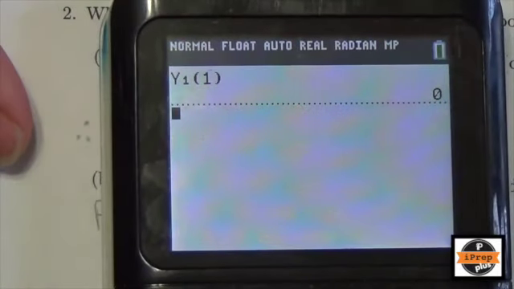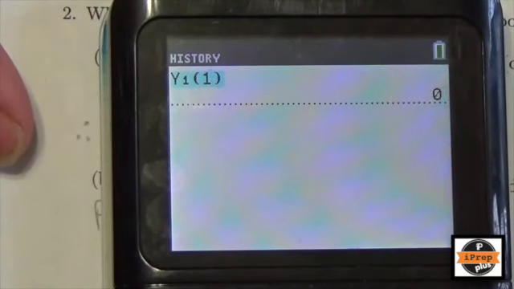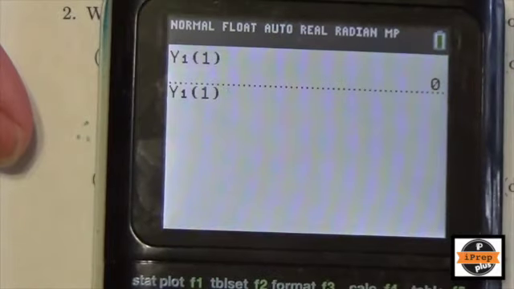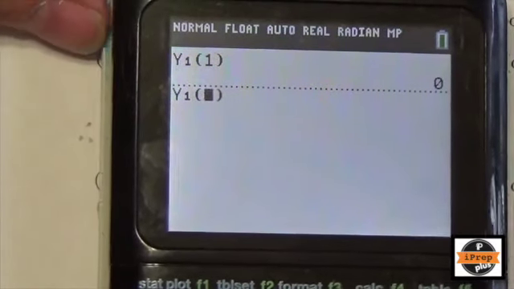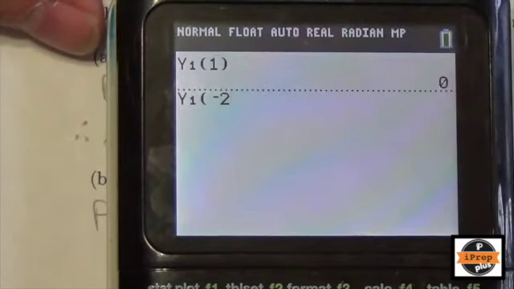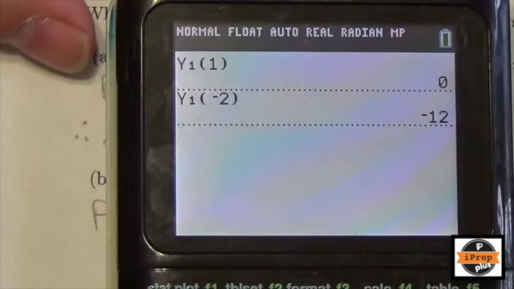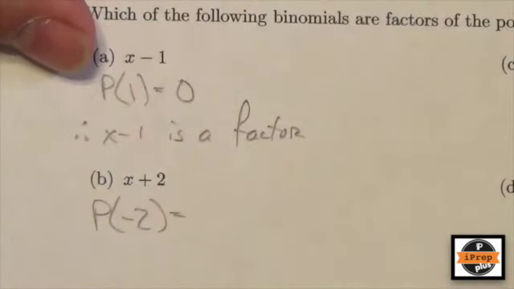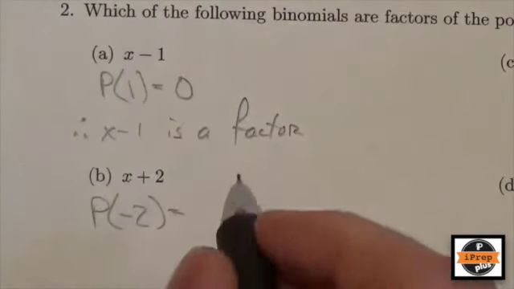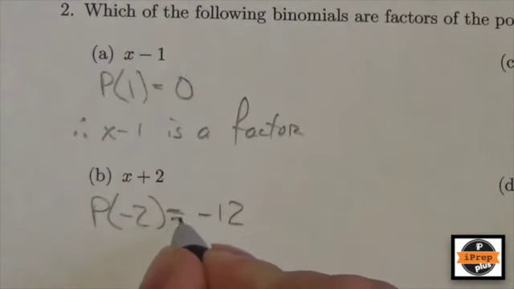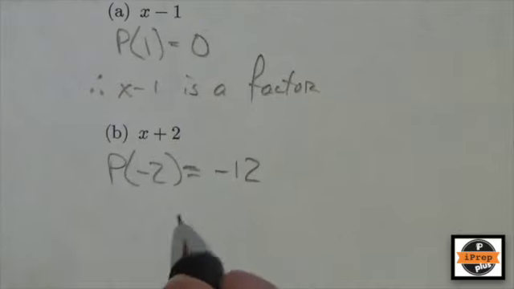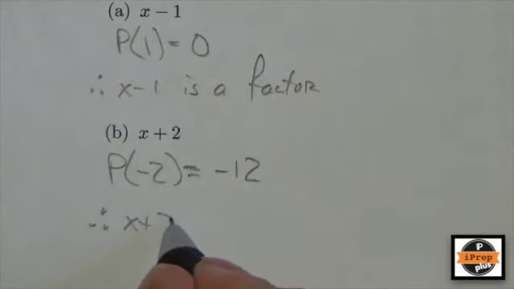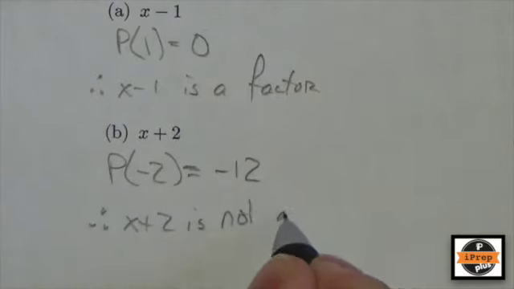So now I'm going to go up and grab that function again, and this time go back and edit it. I'm going to put a 2 in there. I mean a negative 2, my mistake. When I plug negative 2 in, I get negative 12. What does that mean? Because that's not 0, x plus 2 is not a factor.